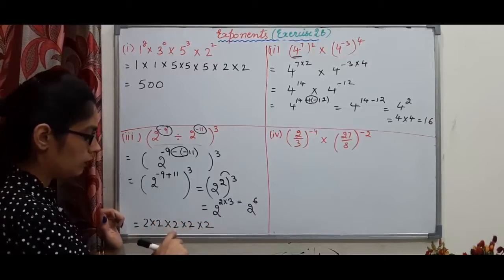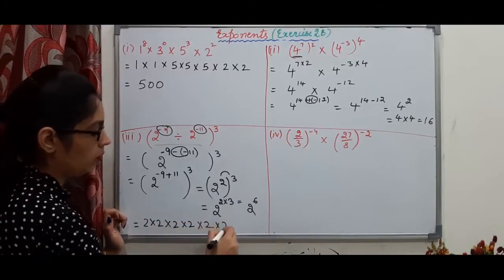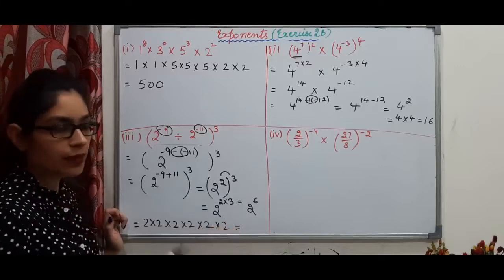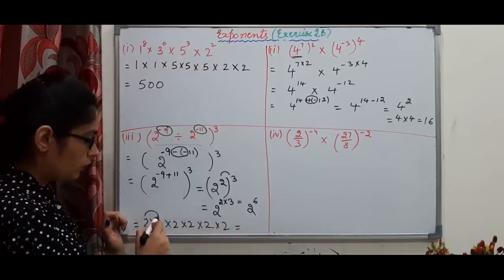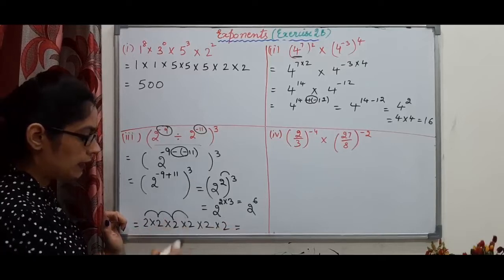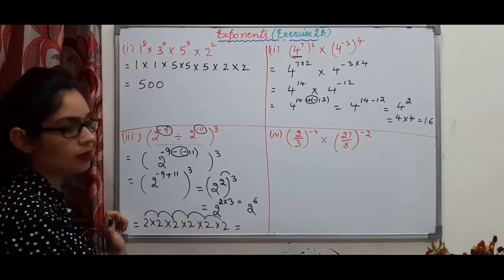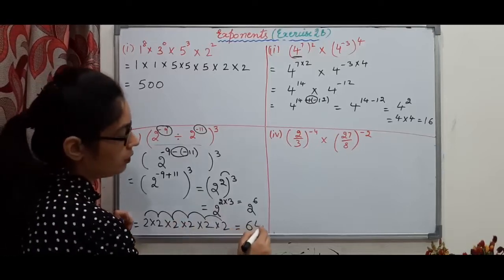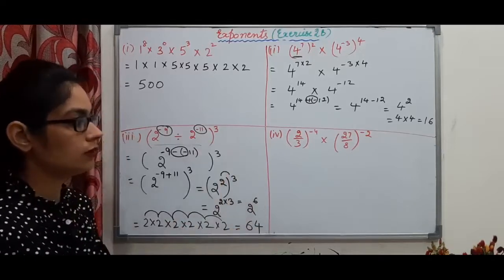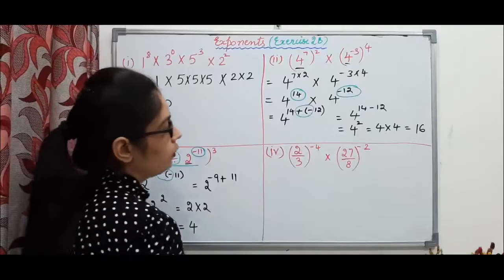2 into 2 into 2 into 2 into 2 into 2. So 6 times we have to write 2. 2 into 2 4, 4 into 2 8, 8 into 2 16, 16 into 2 32, 32 into 2 64. So 64 is the answer of this. Let's solve this one now.